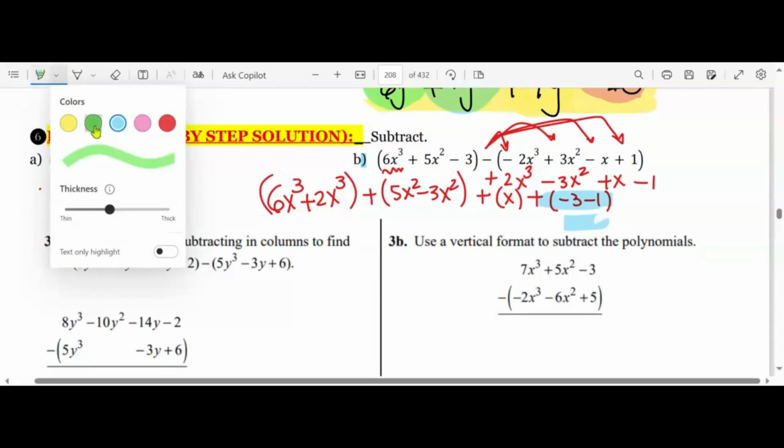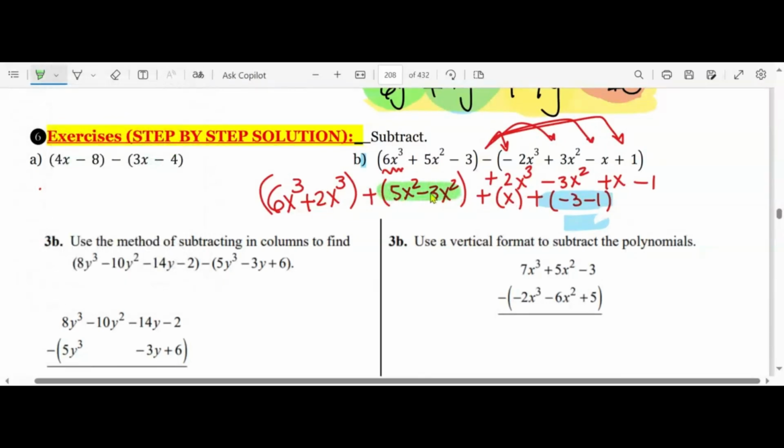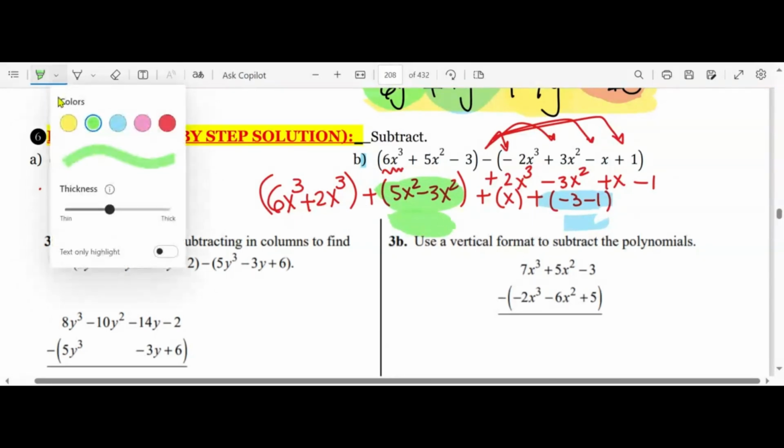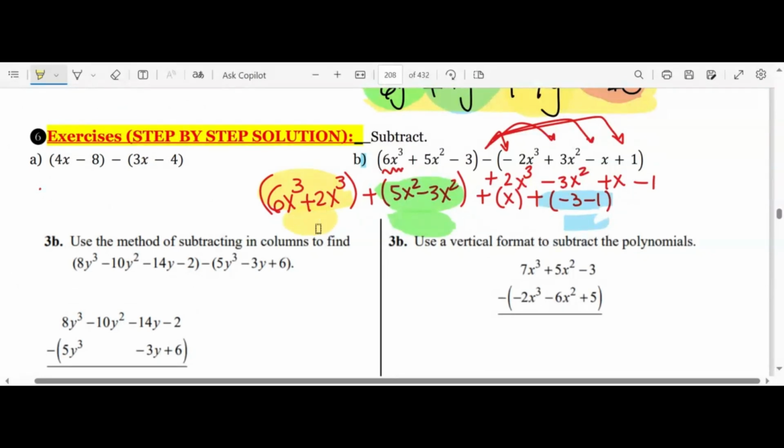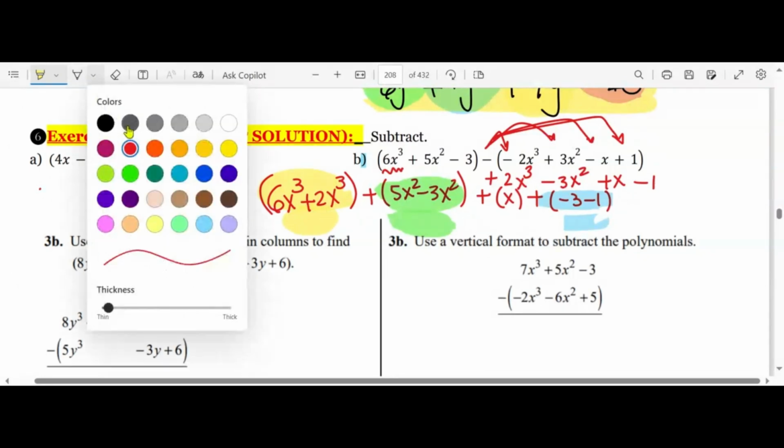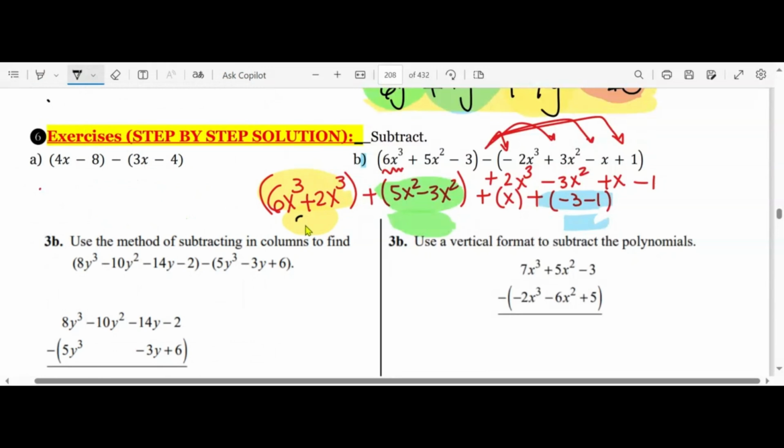And 5x squared minus x squared, how much? 2x squared. And 6x cubed plus 2x cubed, 8x cubed. So let's write the answer. Here is going to be 8x cubed, here 2x squared plus, and this one is going to be plus negative x, and negative 4. That's the entire answer. Clear? Yes.